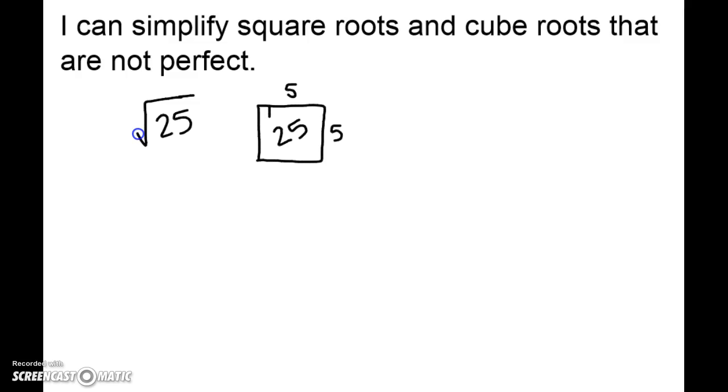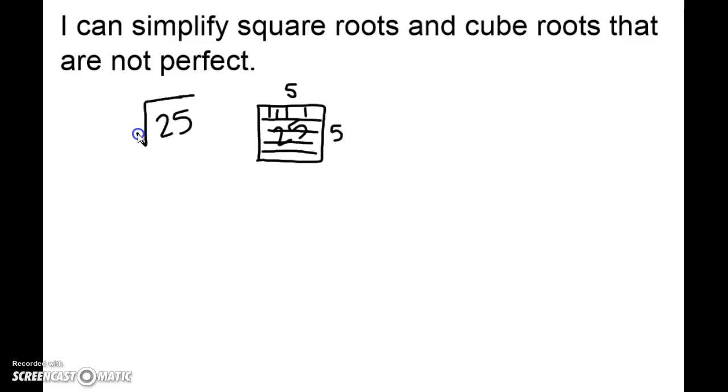There'd be 5 going that way, and then 5 going this way, which gives us a total of 25 squares. So because the number 25 can create a square and represent the area of that square, when we take the square root of it, we get 25. Or excuse me, we get 5.